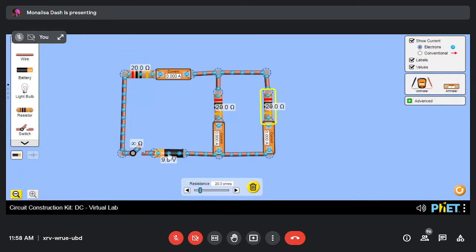Then voltage, 9 volt is given. Take 30, 40 or any value. Suppose I am taking 15 volt. Then after this, what do we have to do? Just close the switch. Then you see, this is the flow of electron.